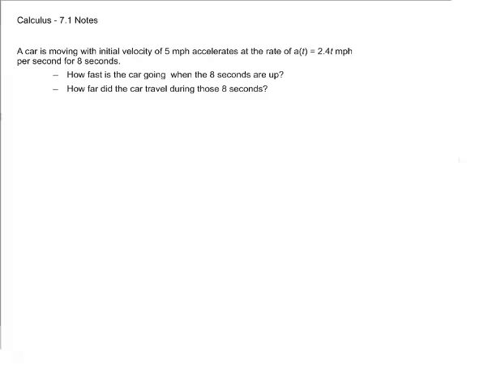A car is moving with an initial velocity of 5 miles per hour, accelerates at the rate of 2.4t miles per hour per second for 8 seconds. How fast is the car going when the 8 seconds are up? This is very similar to the first problem that we did. We're going to look at the integral, starting at a time of 0 and going to a time of 8 seconds. The function we're interested in is 2.4t, and the acceleration is changing over time, so we're going to look at dt.